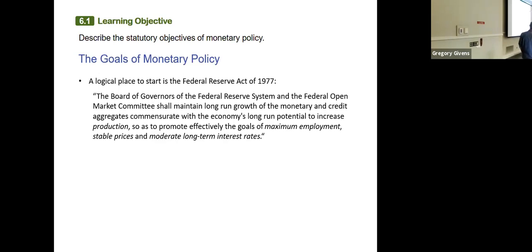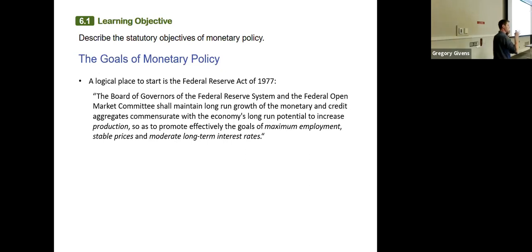The Board of Governors of the Federal Reserve System and the FOMC shall maintain long-run growth of the monetary and credit aggregates commensurate with the economy's long-run potential to increase production so as to promote, here's the key part, effectively the goals of maximum employment, stable prices, and moderate long-term interest rates. So the emphasis there was all added by me.